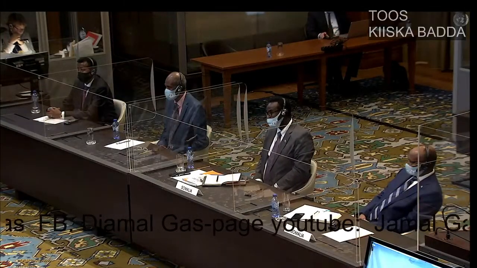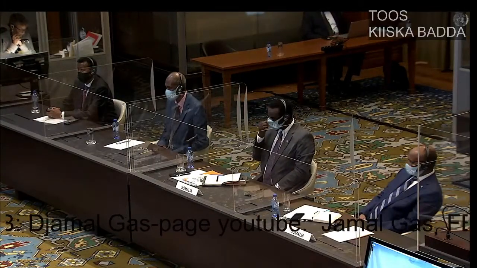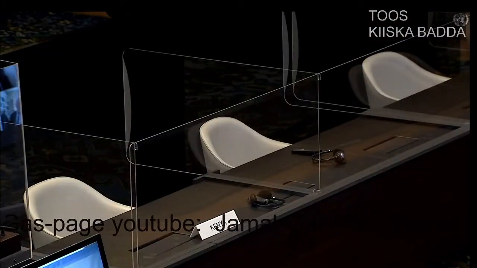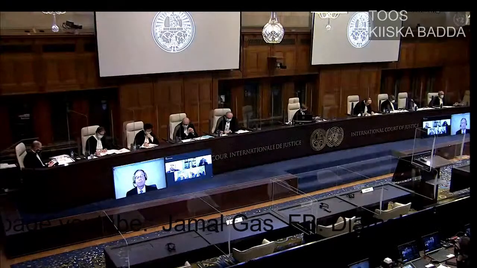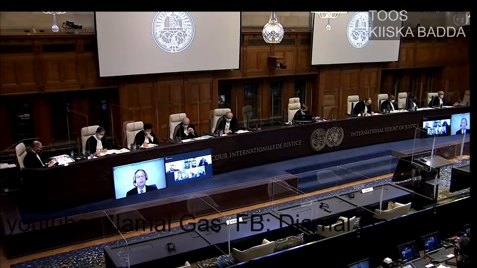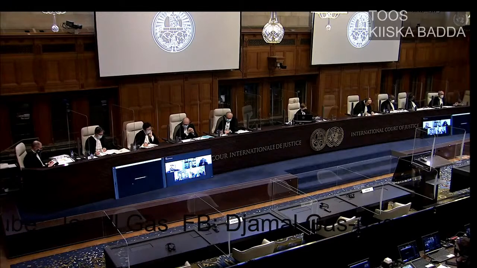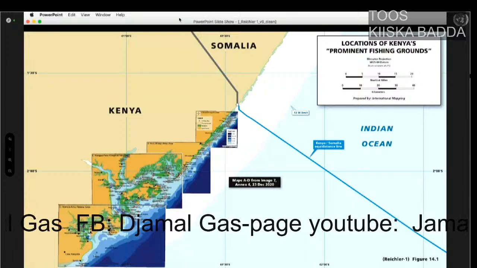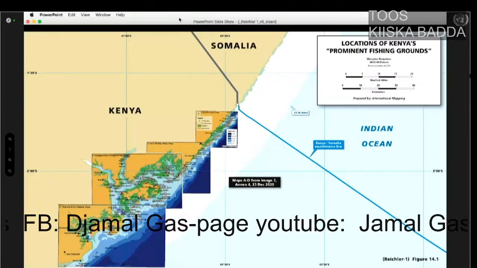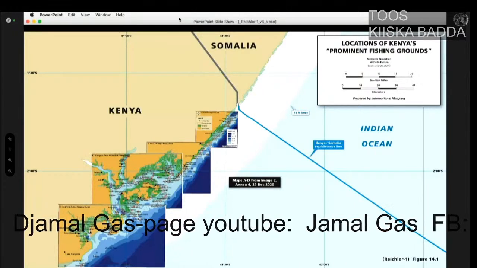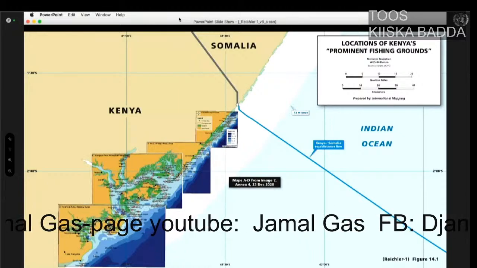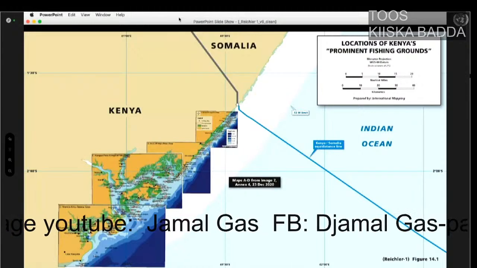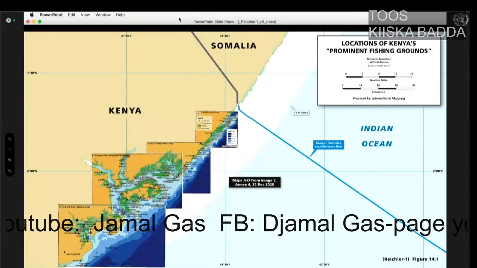In regard to fisherfolk, Kenya has helpfully provided us with maps showing what it calls the, quote, prominent fishing grounds they frequent. Our cartographic experts have georeferenced them and superimposed them on this sketch map, which is at tab 60. As you can see, all of these allegedly prominent fishing grounds are to the south, that is, on the Kenyan side of the equidistance line. There is thus no impact on Kenya's fisherfolk.